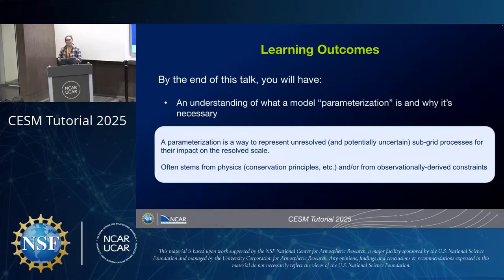So hopefully you have a base level knowledge now of what a parameterization is. I think everyone had that coming in, which is great. It's a way that we represent unresolved and maybe uncertain processes that happen at subgrid scale so that we can actually get their impact on the resolved scale. Often it stems from physics, so things like conservation principles, but it can also come from observationally derived constraints. So with that, I will hand it over to Ben to talk about convection.